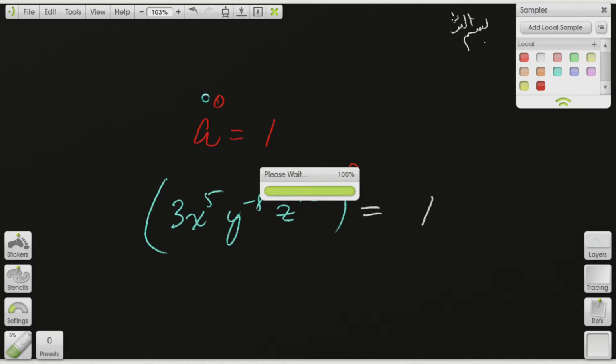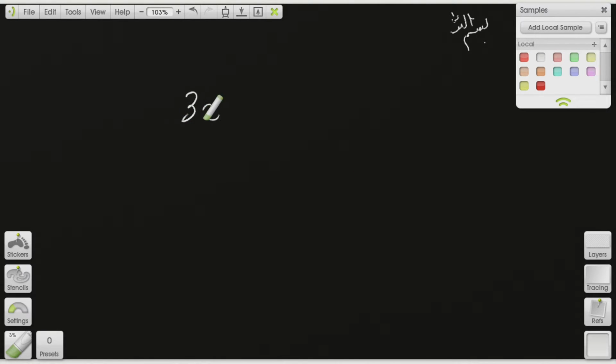Okay? Now, look at this one. 3x squared, y to the 0, z to the 5th. This becomes 3x squared, y to the 0 is just 1, z to the 5th. Okay? Alright.